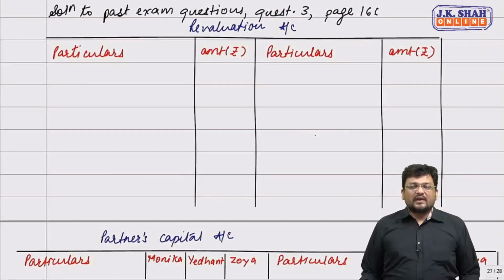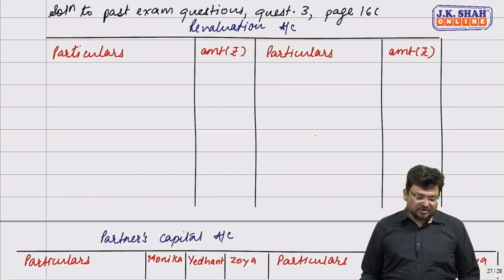Friends, we are now looking at question 3 of past exam questions. Solution for question 3 of past exam questions. You are given Monica, Yedhant and Zoya are in partnership, sharing profits and losses equally. Zoya died on 30th June 2018. Balance sheet of 31st March 18 is given.